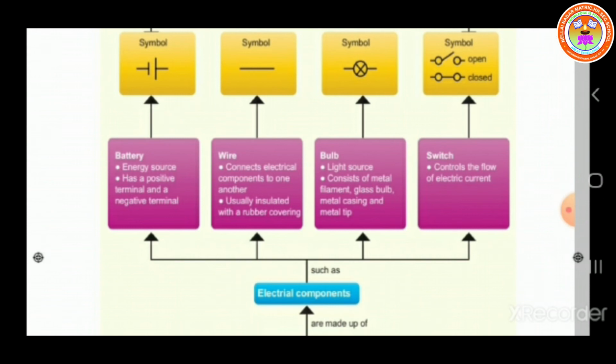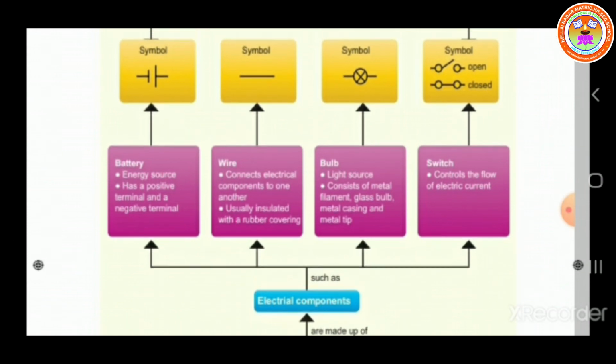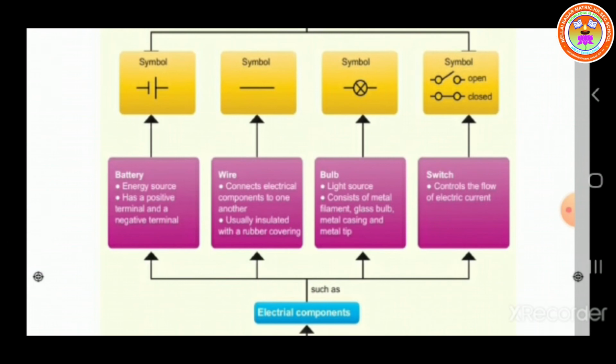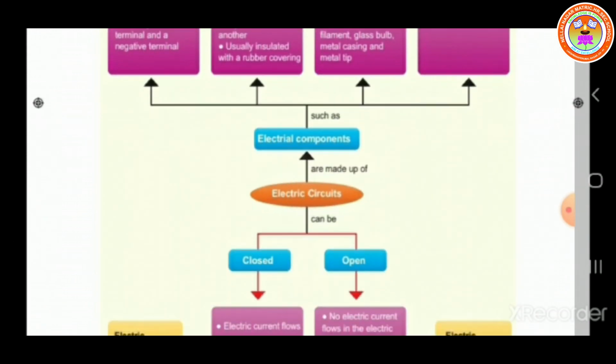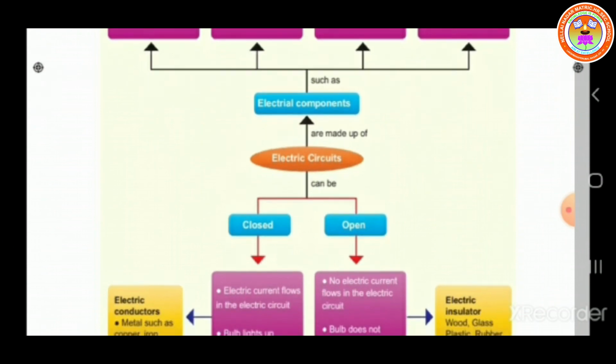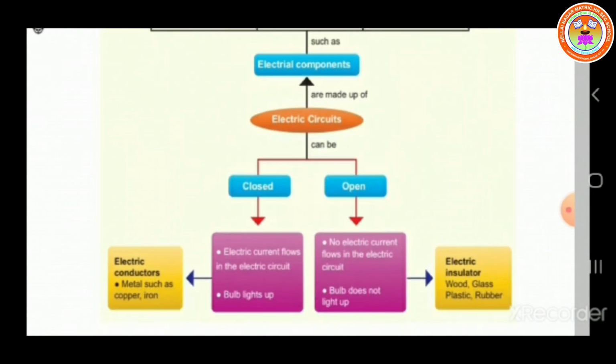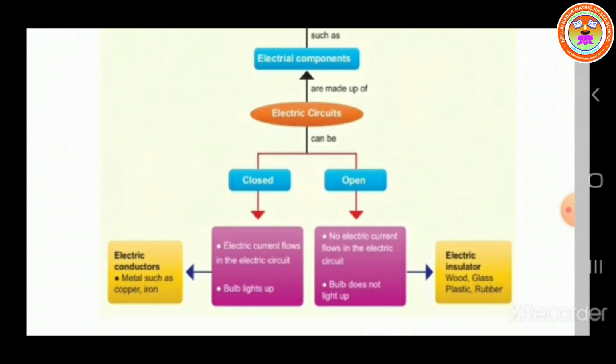Bulb, which is the light source. A bulb consists of a metal filament, glass bulb, metal casing and metal tip. Switch, which controls the flow of electric current. Through these electrical components we make an electrical circuit, students. An electric circuit can be divided into two kinds, closed and open.